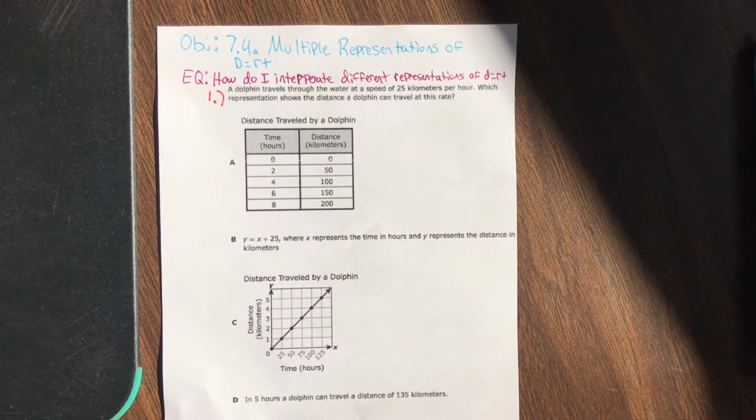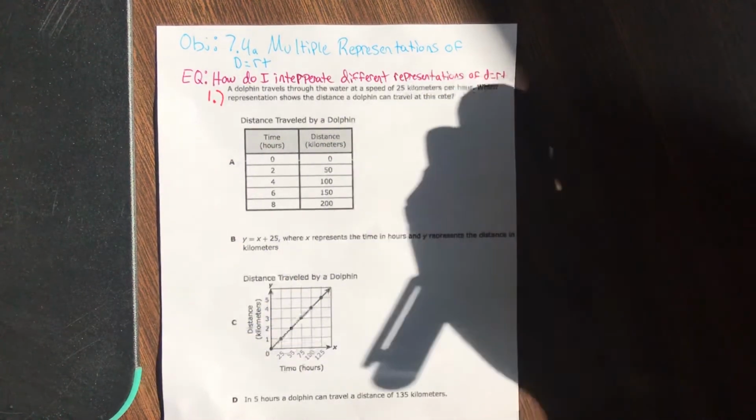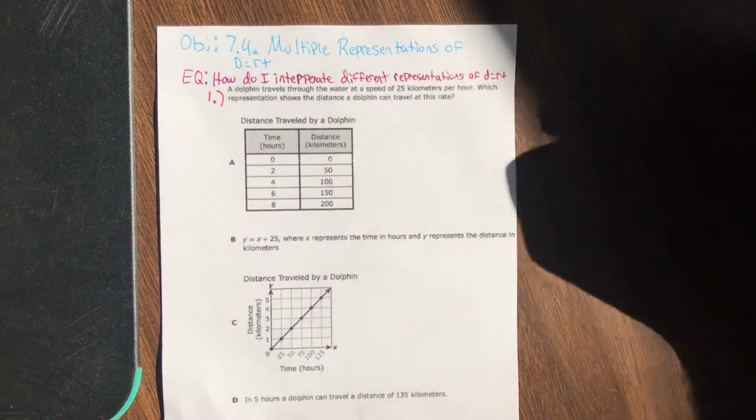This one is on objective 7.4a, multiple representations of distance equals rate times time. The EQ is how do I interpret different representations of d equals rt. So this is more so just about looking at different graphs, tables, word problems, equations, and deciphering what they're saying. It's not just directly related to distance equals rate times time. You could do this with a lot of different things. You could do it with y equals kx, like we're learning right now. You could do it with y equals mx plus b, like we'll learn in the future. So it's important to look at these and see exactly what it's asking.